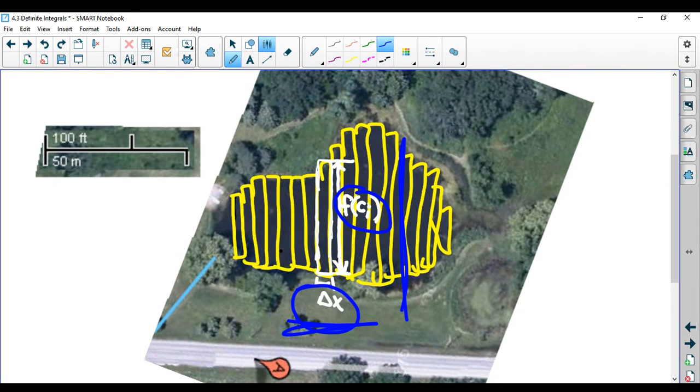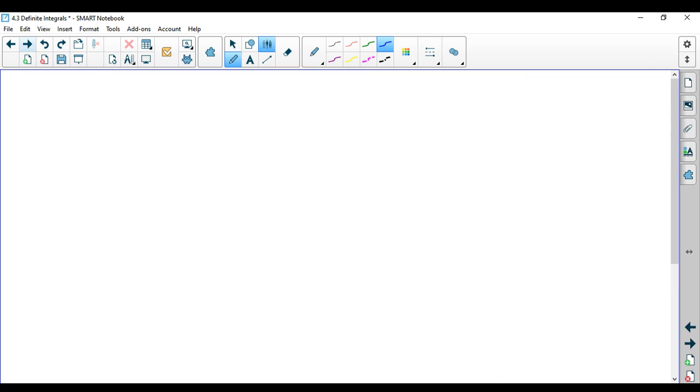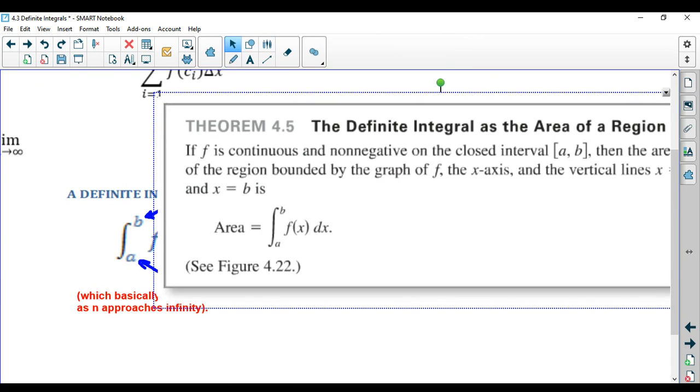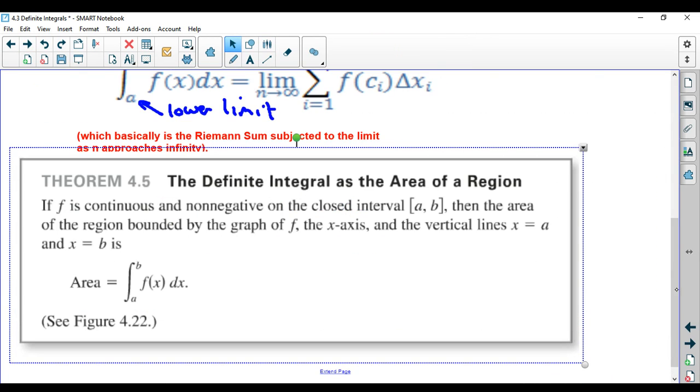So for derivatives, we're doing y divided by x. For integrals, we're going to be doing x times y. In terms of shapes, x times y. So that is a very basic explanation of what a definite integral is.